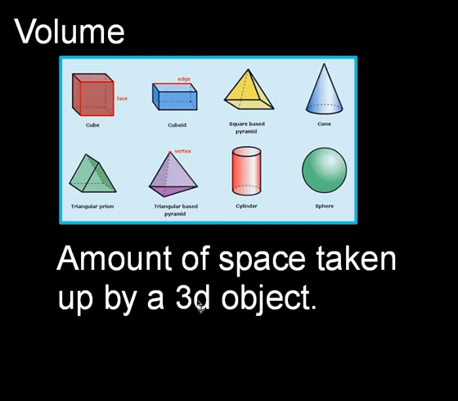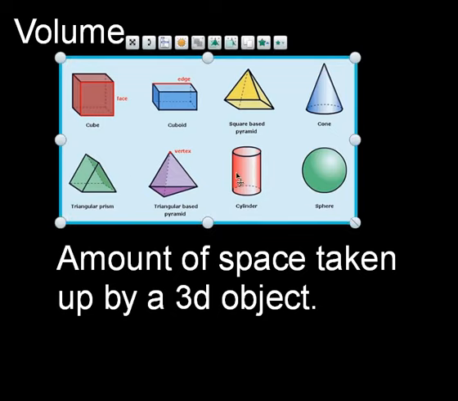If you're going to dunk this in a full bath of water, how much water would be spilled over the top because you've just put something in it? So the volume is how much space a 3D object takes up, or how much it occupies. Okay, so here's a variety of 3D objects. Not all of them are prisms. We're going to be looking at a cuboid, a cylinder, a triangular prism, and also a trapezoidal prism today.